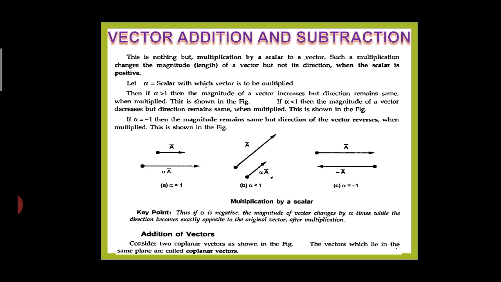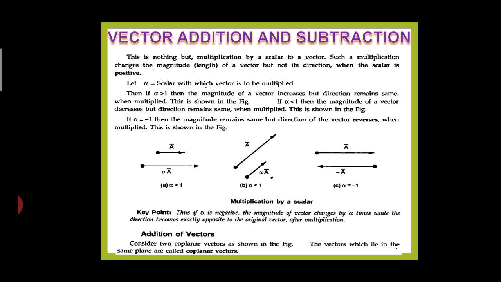Now, vector addition and subtraction. This is nothing but multiplication by a scalar of a vector. Such a multiplication changes the magnitude or length of the vector, but not its direction when the scalar is positive. Now, if two or more vectors are given, operations like addition or subtraction can be performed on them. Two vectors A bar and B bar. Let alpha be the scalar with which the vector is to be multiplied.